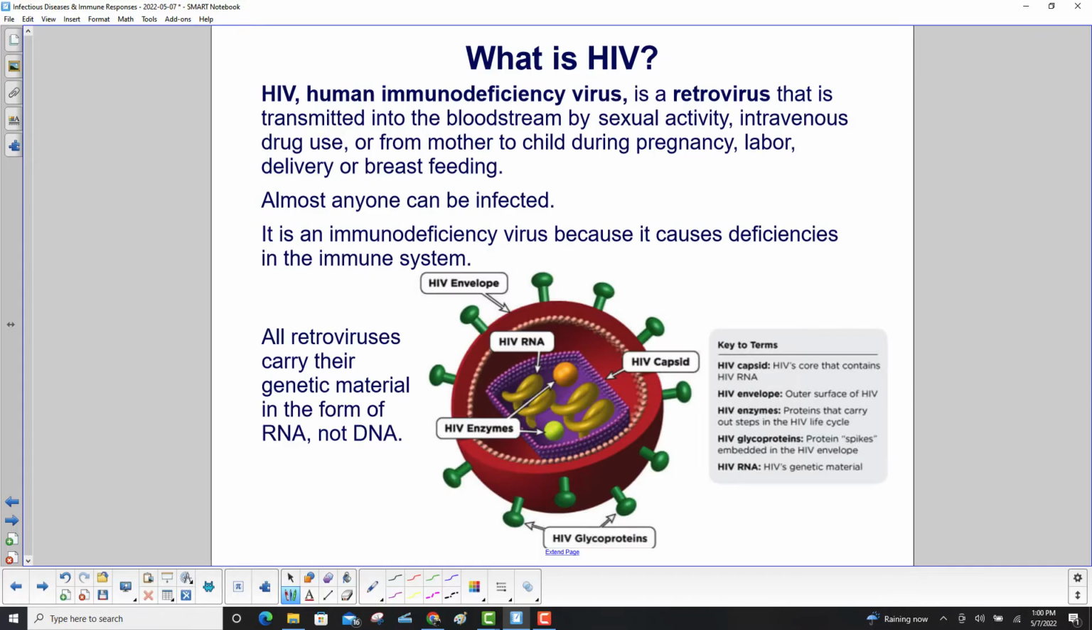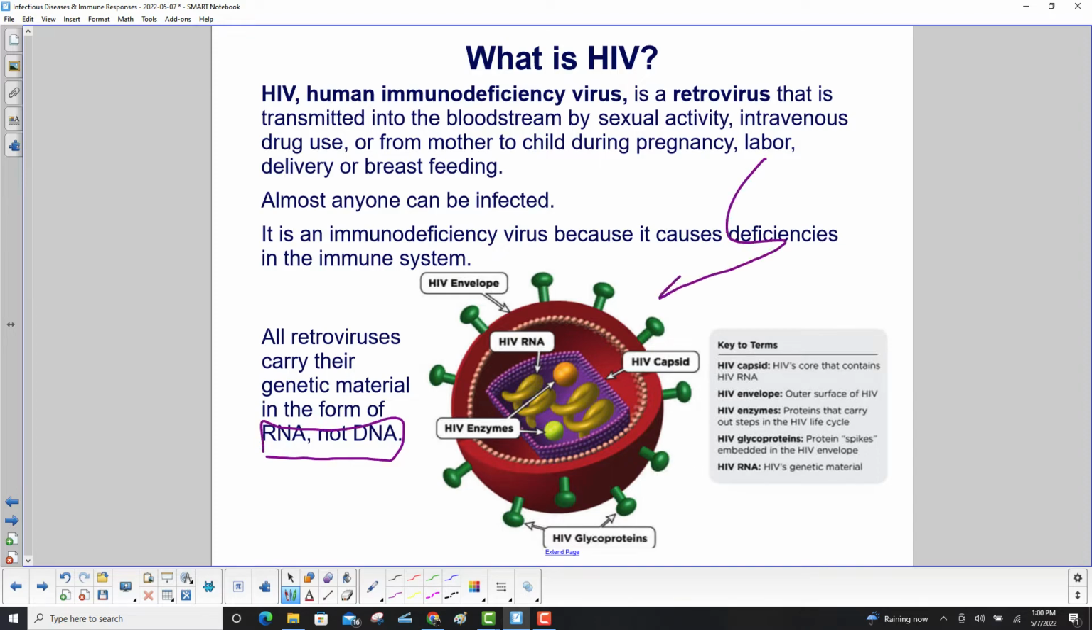HIV, human immunodeficiency virus, is a retrovirus that is transmitted into the bloodstream by sexual activity, intravenous drug use, or from mother to child during pregnancy, labor, delivery, or breastfeeding. Almost anyone can be infected. It is an immunodeficiency virus because it causes deficiency in the immune system. All retroviruses carry their genetic material in the form of RNA, not DNA.